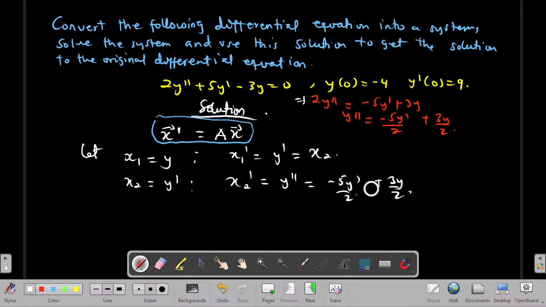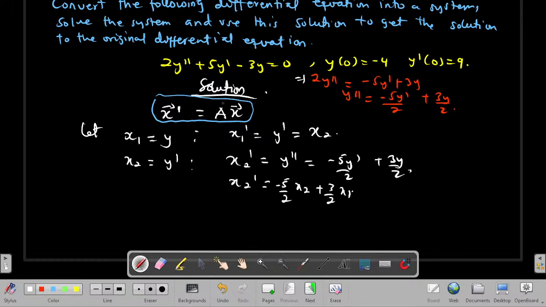So still we haven't changed the variables. It's still y and y prime. So therefore, you say that x2 prime is equal to, wherever I see y prime, remember y prime is equal to what? x2. Wherever I see y, remember y is what? x1. Therefore, x2 prime is equal to negative 5 over 2 x2 plus 3 over 2 x1. As simple as that. So you can see that my equation here is satisfied. I have a set of derivatives, a certain coefficient multiplying what? The undifferentiated form of my x. And that is what I have here.